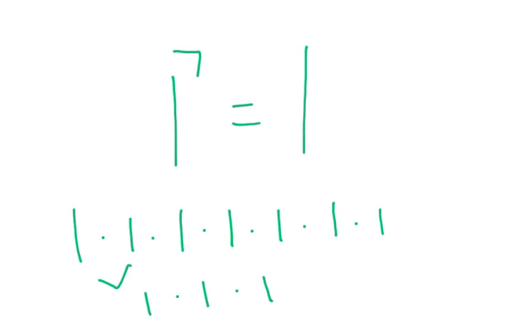So 1 to the 15th power would be 1. 1 to the 10th power would be 1. 1 to the 8th power would be 1. Because 1 times 1 is always going to be 1, no matter how many times you do it.